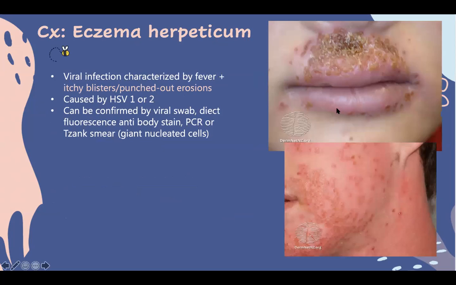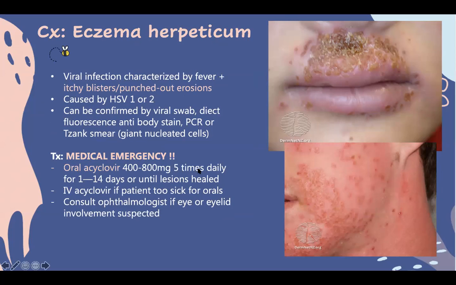This is the other one that they love more so in GP, where it's like blistery erosions in the skin. And this is actually caused by herpes simplex virus 1 or 2. And this is when you consider oral acyclovir. This is one of the few medical emergencies in Derm. It doesn't have to be IV acyclovir like I used to think from GP. It can also be oral.